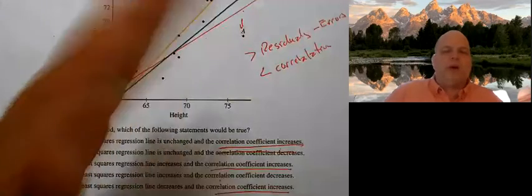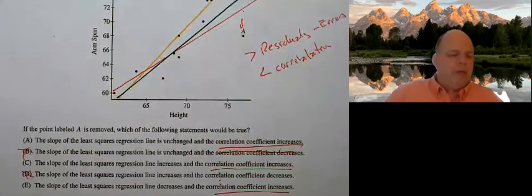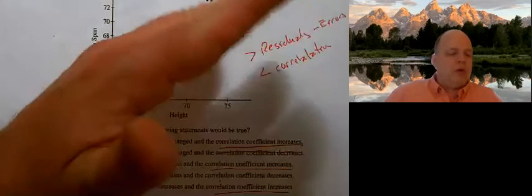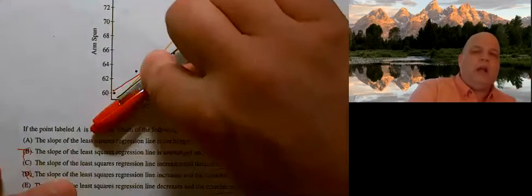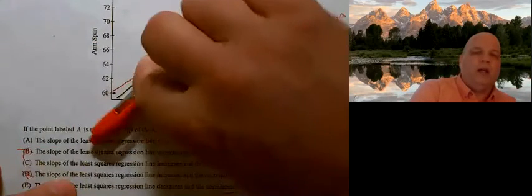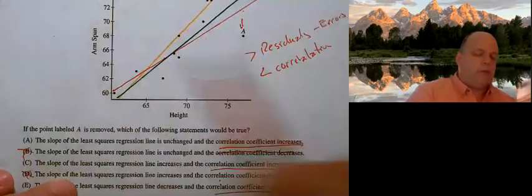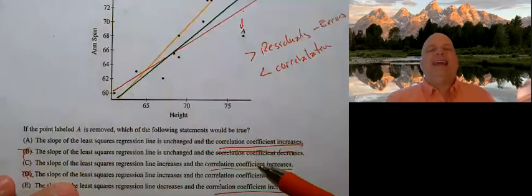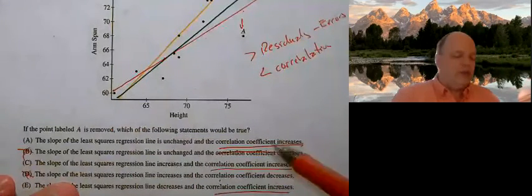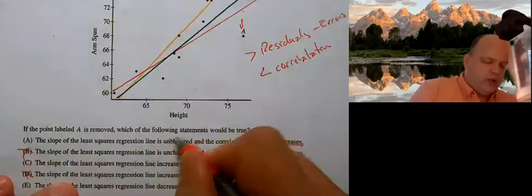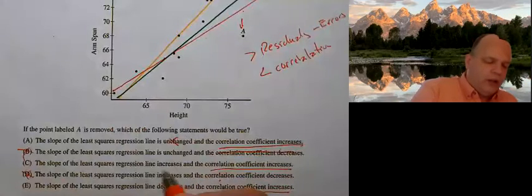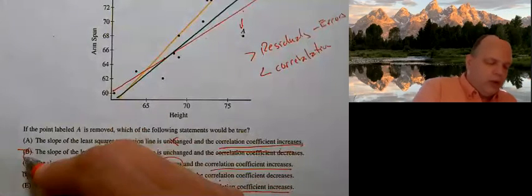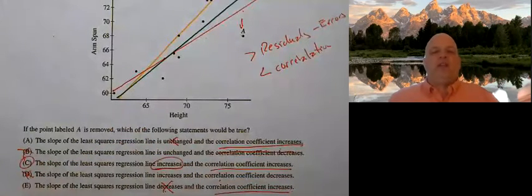But what also happened to my slope? Well, my slope rotated up. So that means because it turned this way, it got larger. My Y perspective got bigger. So my slope increased. So it did not remain unchanged. All right. And here it says the slope of the regression line decreased. No, it didn't decrease, it increased. So C is my best answer here.